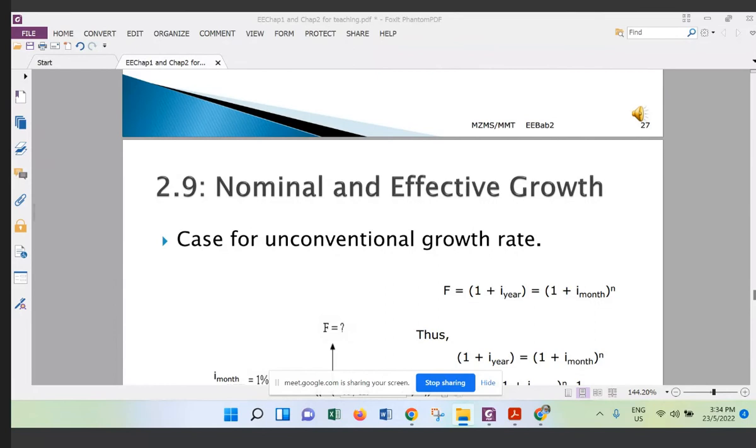One chapter that is what we call it, kejap saya tengok.